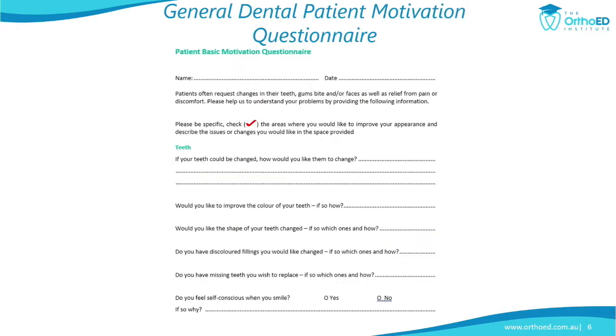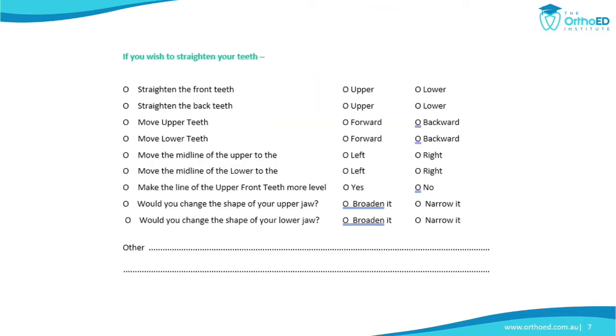And this is our general dental patient motivation questionnaire, which we have designed, which is not just for orthodontics, but for everything in dentistry. So we ask them about their teeth. What would they like changed about their teeth? Their shape, their size, their colour, etc. And then we talk about the orthodontic part. If they wish to straighten their teeth, how would they like it straightened? Just the upper front teeth, the lower teeth, the back teeth, whether they want to move the midline of the upper to the left or the right, because this will also give us an idea of the patient's expectations and whether you will be able to satisfy them orthodontically.